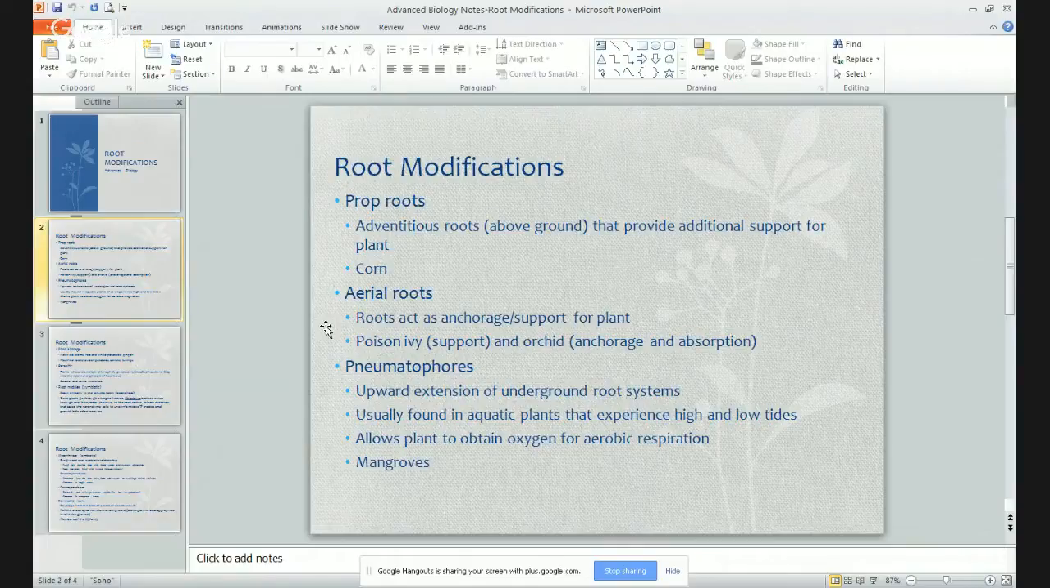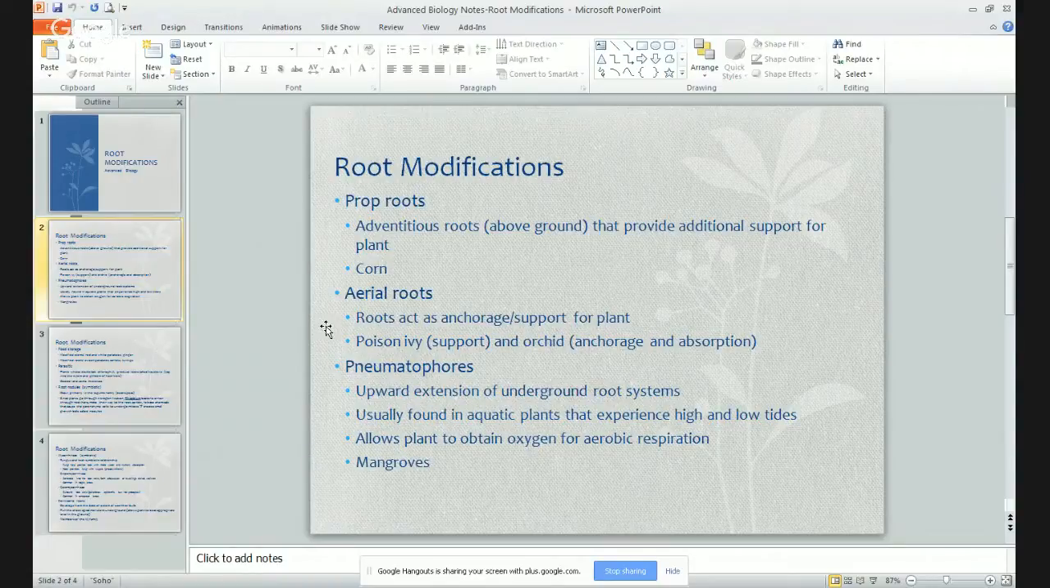And their job is to provide additional support for plants. You find these in corn plants, which I'm sure you've seen. The drawing I've had is only showing the two, but obviously they can go all the way around the stem there. Of course, these are modifications, so they're not the primary roots, so there's still roots below ground.